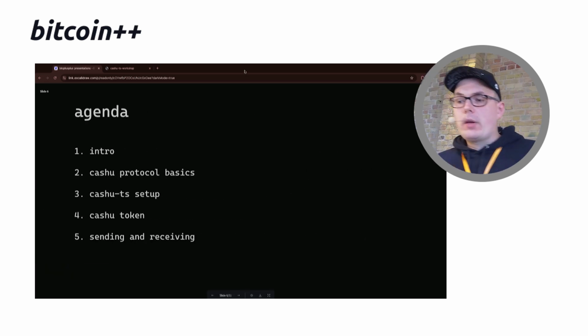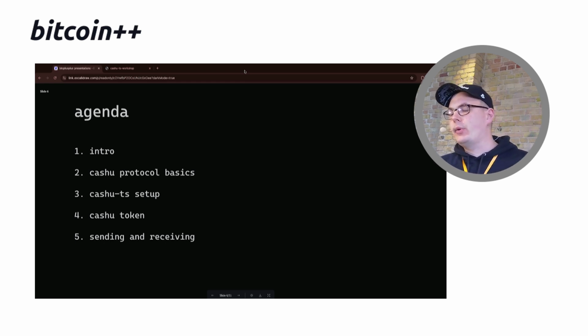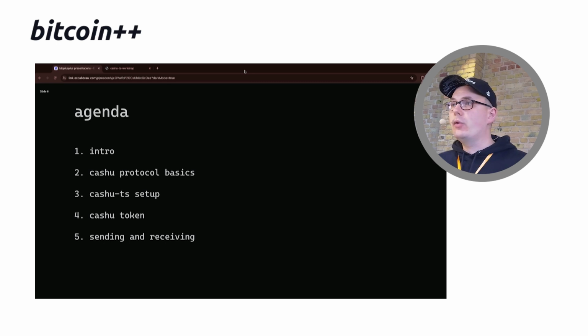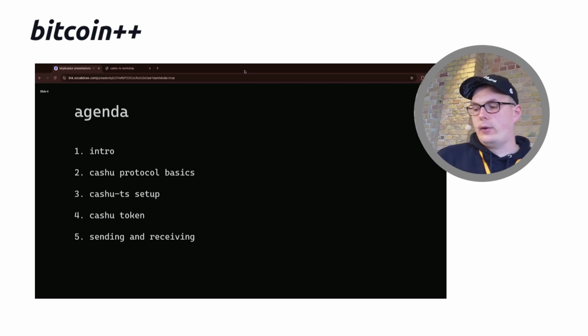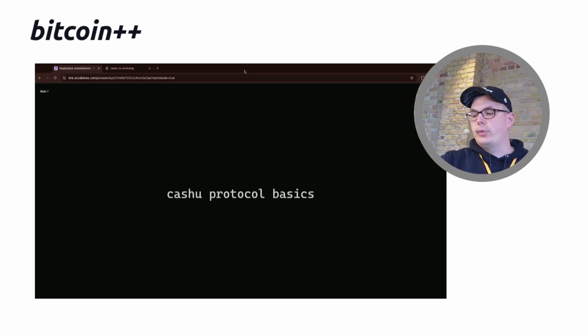All right, what we're going to talk about today: intro is what we're doing right now. We're going to talk about the Cashu protocol basics, as a primer to get everyone on the same page. We're going to discuss the cashu-ts setup. We're going to talk about the Cashu token, and then we will handle sending and receiving, and this is both ecash sending and receiving, as well as the interop with the Lightning Network. All right, so let's get started with the quick primer on the Cashu protocol basics.